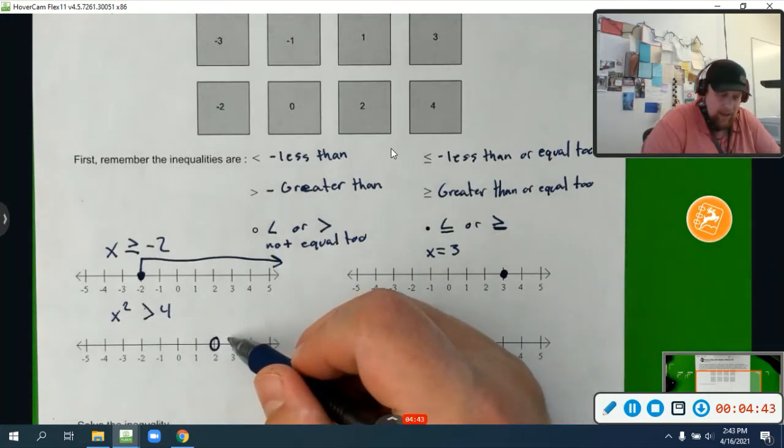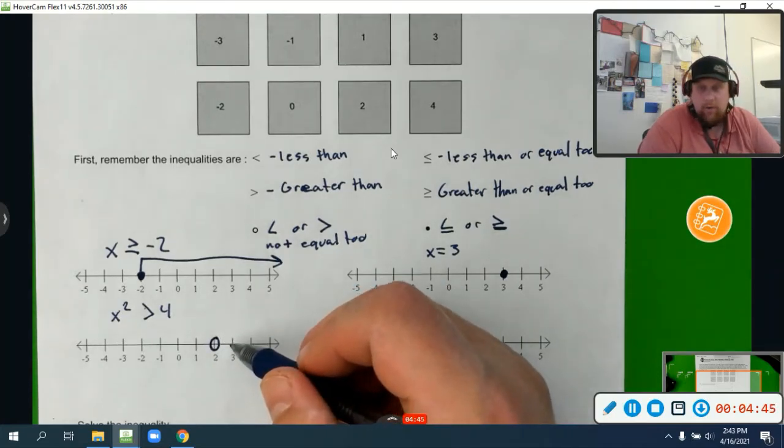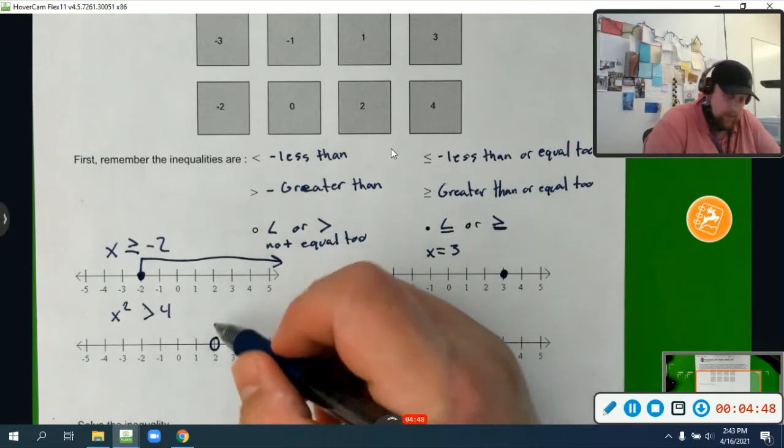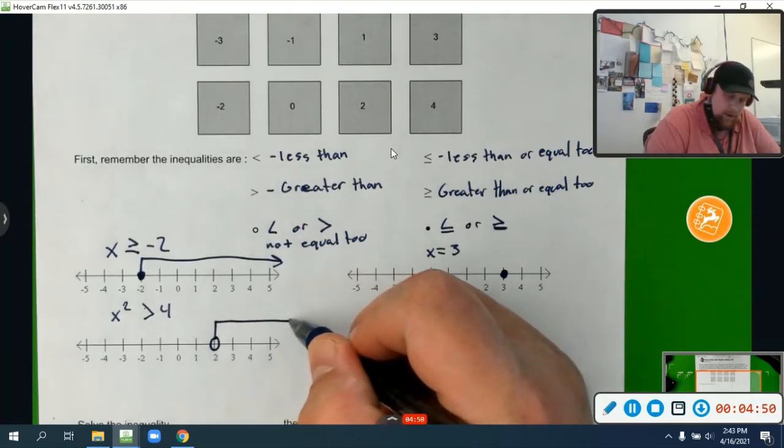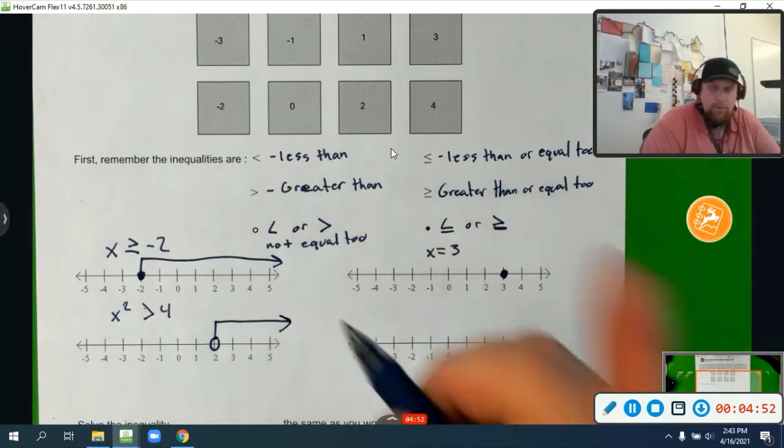Because anything after that, 3 squared, is that greater than 4? Yeah, that's 9. 4 squared, is that greater than 4? Yeah, that's 16. So we're going to put an arrow up and to the right. Remember what I told you?